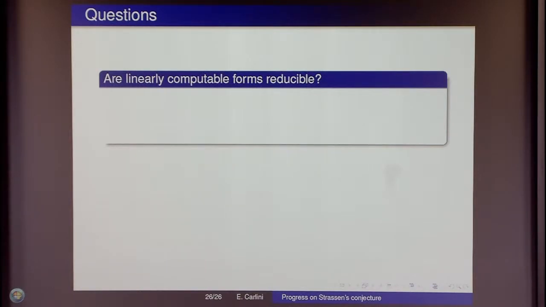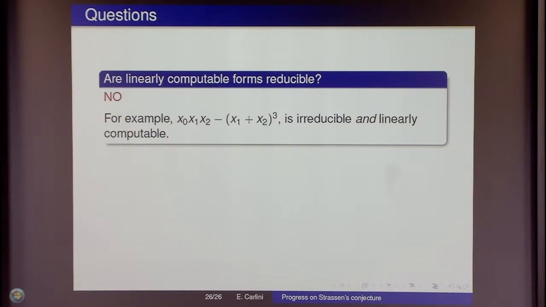So all the examples I showed you are reducible forms. So the question could be, maybe all linearly computable forms are reducible. And this is not true. One example is the nodal cubic. The nodal cubic is linearly computable, but is not reducible. So it's not true that linearly computable means reducible. And also the converse is not true.